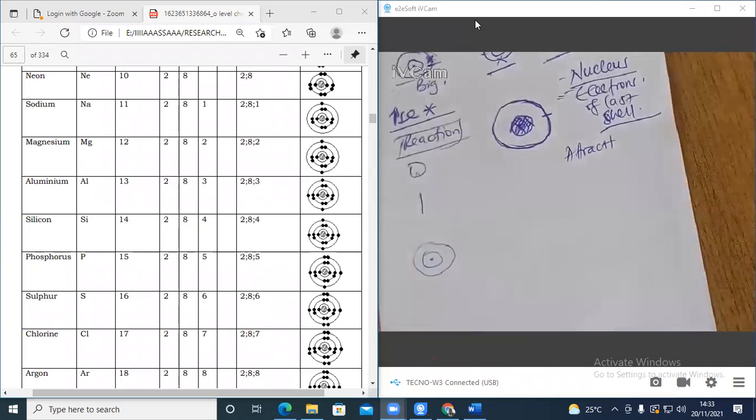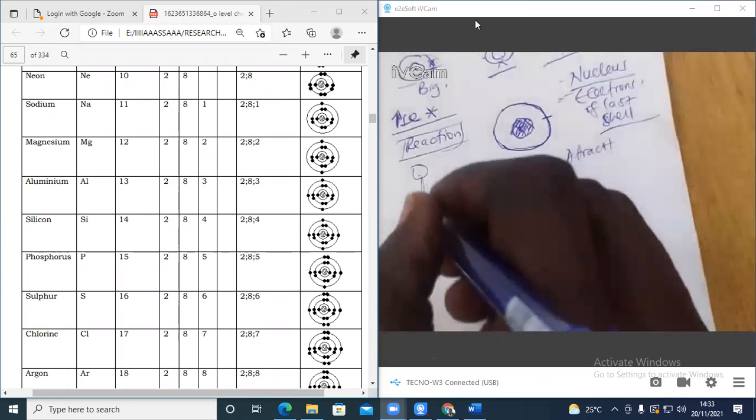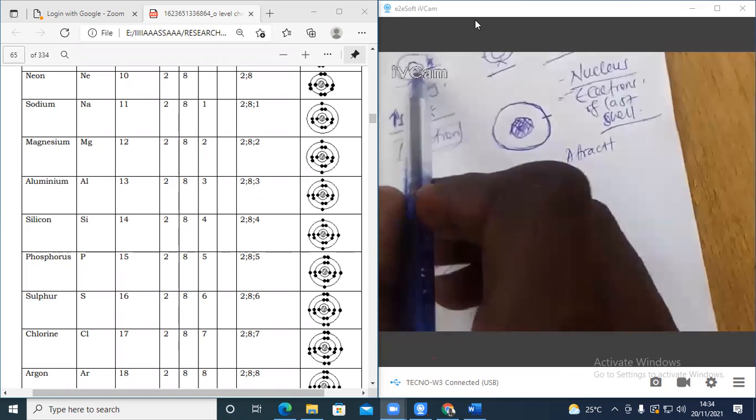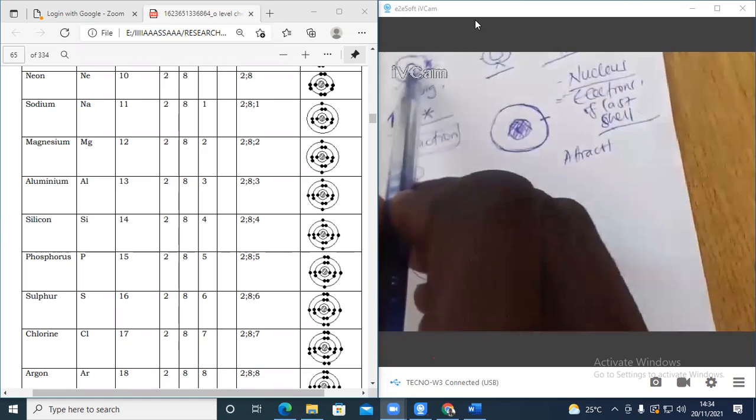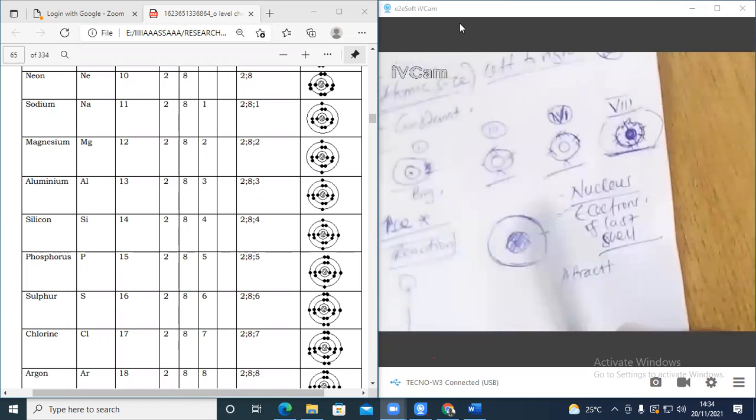The shell increases the size of the atom. So this one is going to increase from up to down. There is a general increase in electronic shells from up to down, but from left to right, there is a decrease.